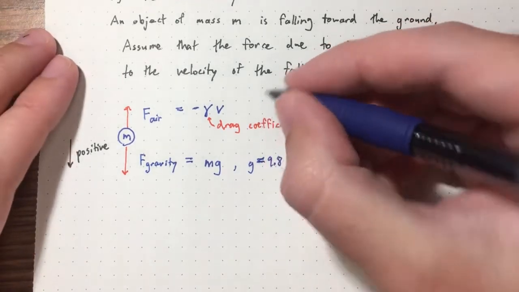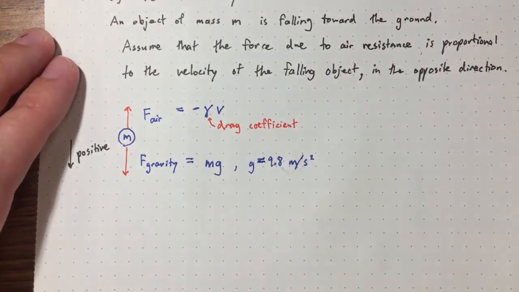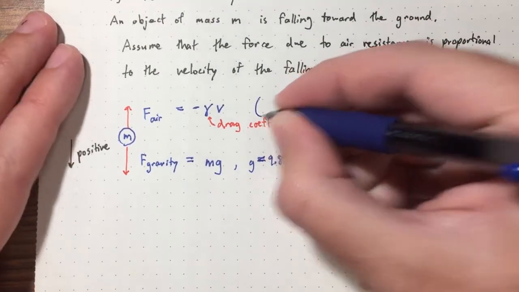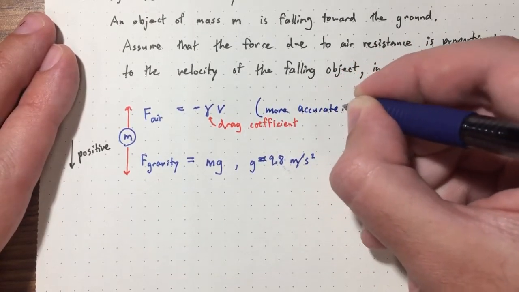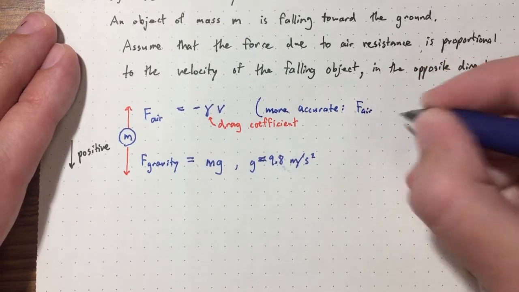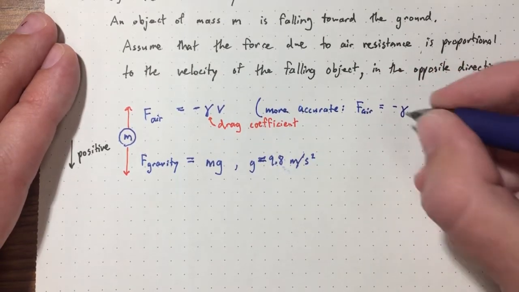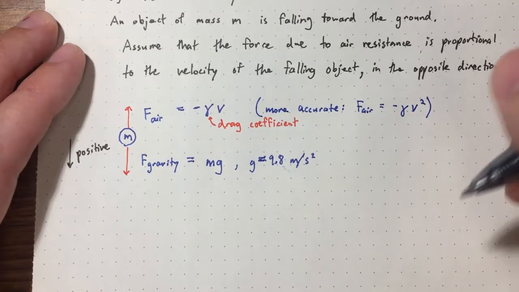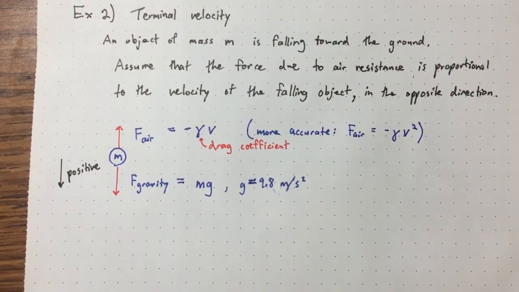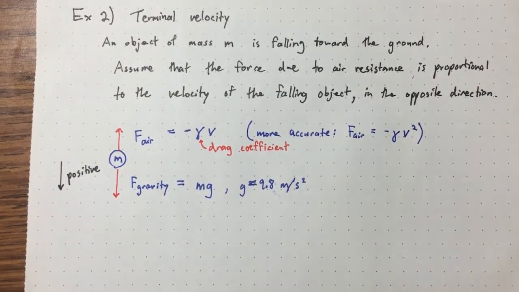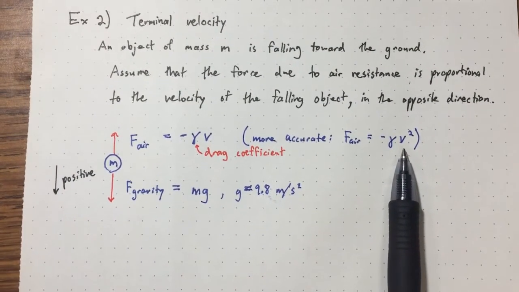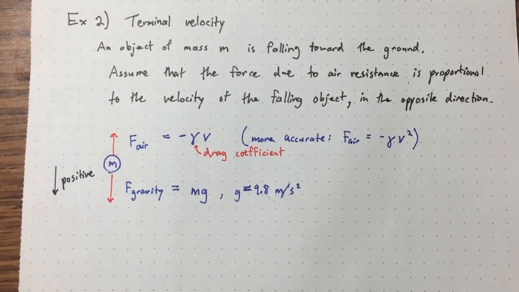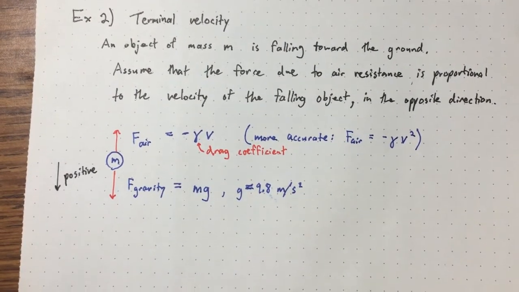I just want to point out that technically there's a more accurate model here, which is that this force is actually proportional to the square of the velocity. And it turns out that this is used in some situations. This is better used in some other situations. This is probably more accurate for our situation. The reason I'm picking this one is just because the math will work out simpler at this point.